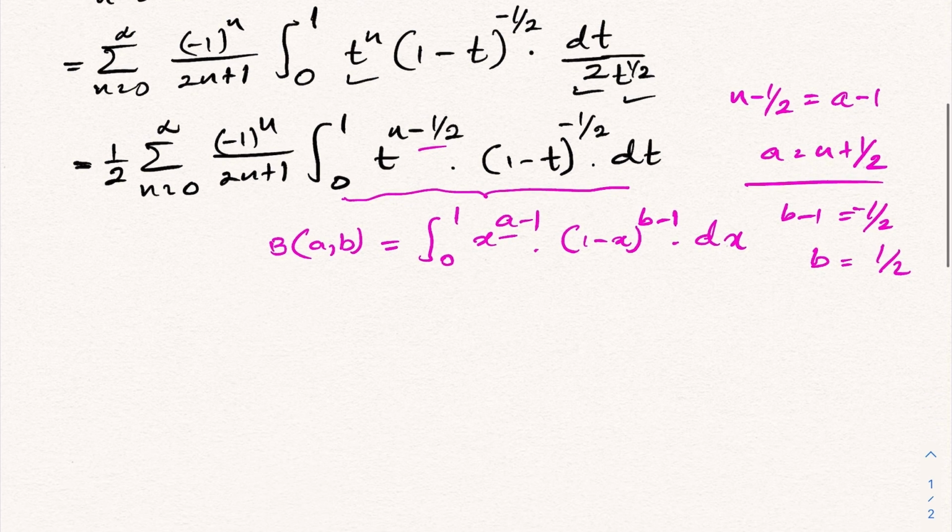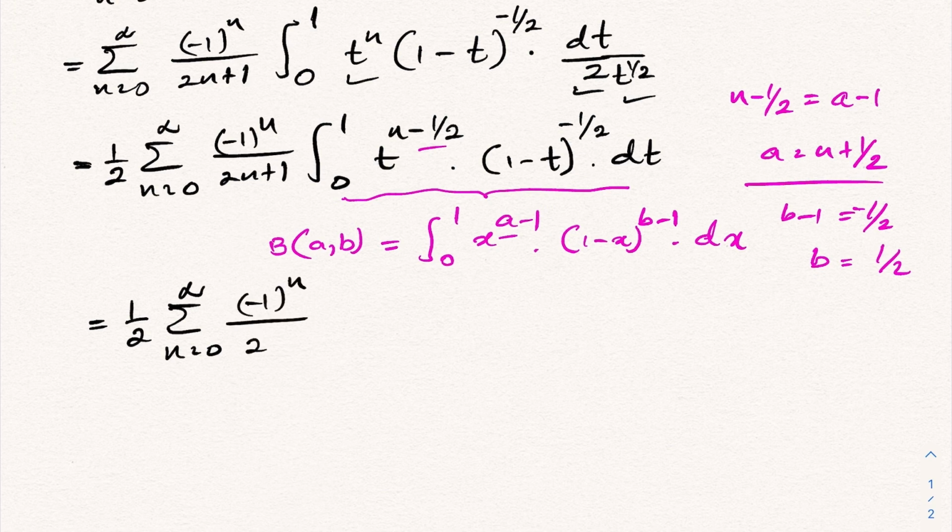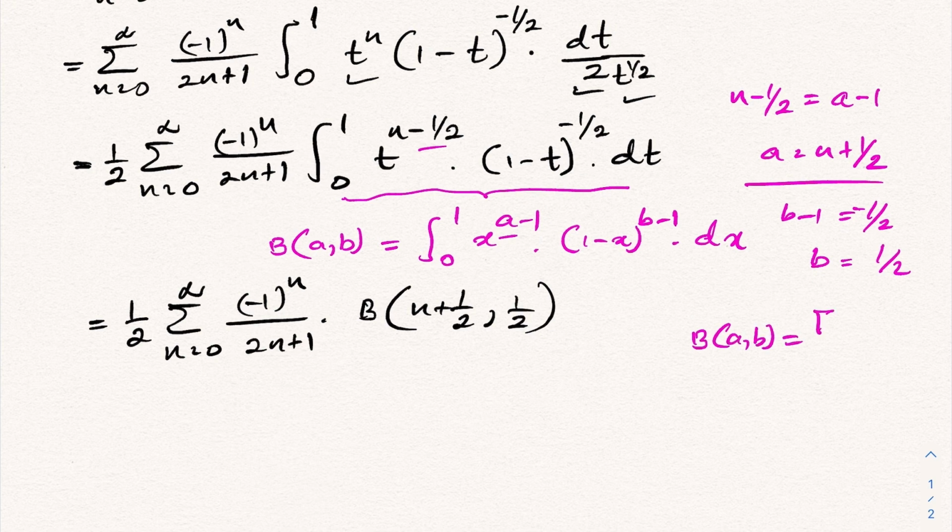Therefore we can write 1 half, the infinite sum n equal 0 to infinity of minus 1 to the n power over 2n plus 1 times beta of, now a we know is n plus 1 half, comma 1 half. Okay, then we know about the relation between the beta function and the gamma function. Beta of a, b is equal to gamma of a times gamma of b over gamma of a plus b.